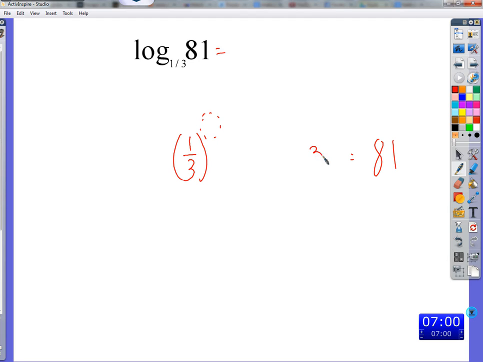Well, hopefully we're familiar with powers of 3 a little bit. 3 to the what power is 81? 4. Fourth power. So how do I get from 1/3 to 3? How do I use exponents to flip over the 1/3 to be a 3? Negative exponents. So if it was negative 1, it would just be 3, right? If it's negative 4, then it's 3 to the positive fourth power, which is 81. So what's log base 1/3 of 81?